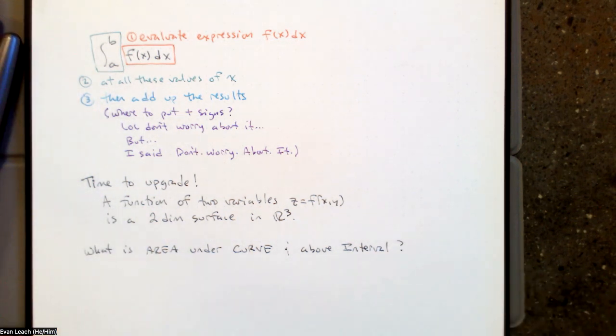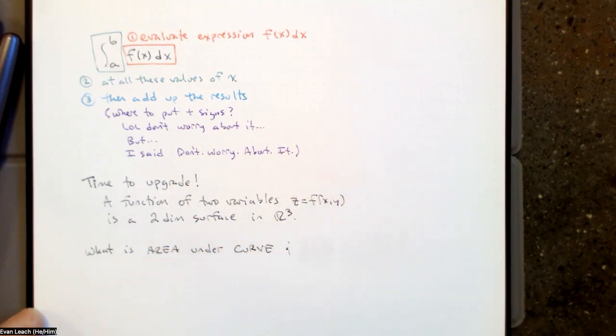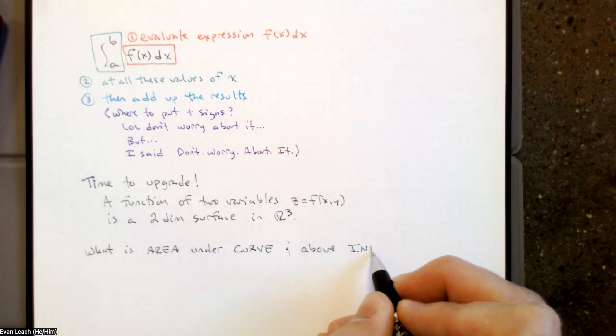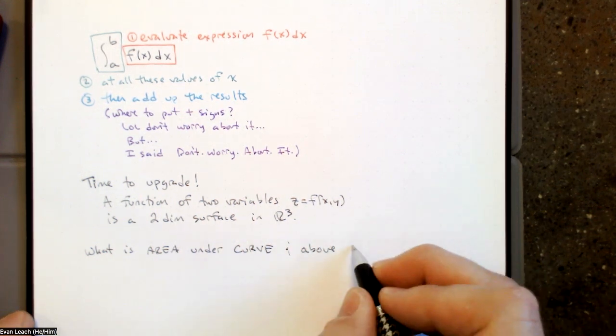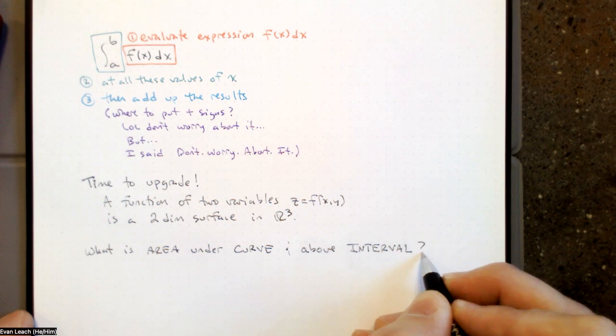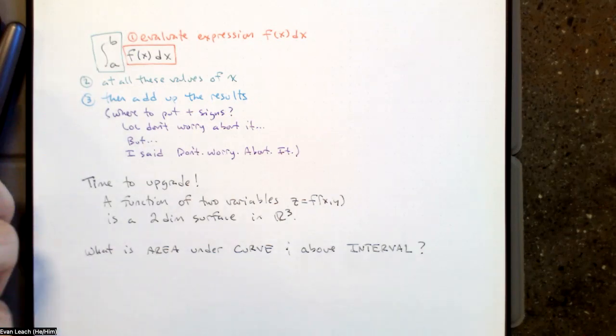We don't have area, curve, and interval anymore. Those are the three things that are going to have to get adjusted. Instead of asking the question, what is the area under a curve and above an interval? Now we're not under a curve anymore. We're under a surface. So we've upgraded our curve to a surface.